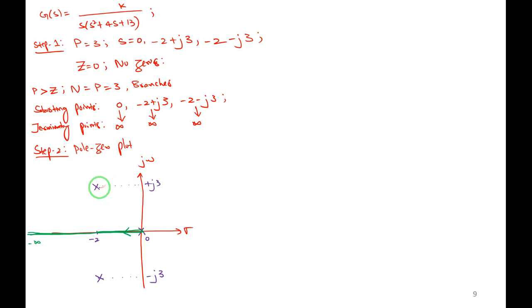Another branch should start from -2 plus j3, and another branch from -2 minus j3. We will find out. Are there any adjacently placed poles in order to find breakaway points? Nothing here, right? No breakaway point exists, because there are no two adjacently placed poles or zeros, so these predictions fail. Step 2 is over.